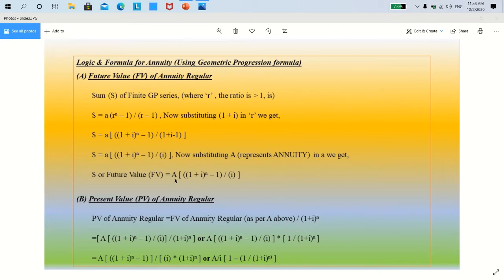And this is the formula that you will have to use to speed up the calculation process and save time significantly. I hope you have realized clearly that there is nothing new in this formula other than just the sum of a finite GP series itself, right? Now, before we move on with present value of annuity regular, let me just one more time summarize for your benefit what is the meaning of future value of annuity regular.